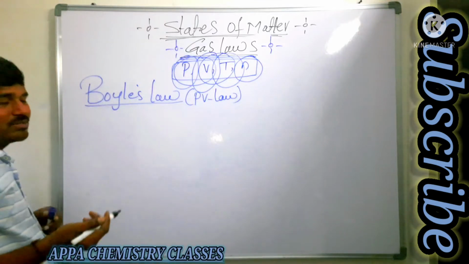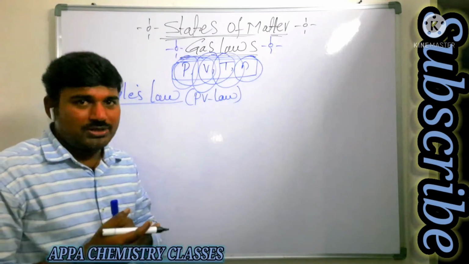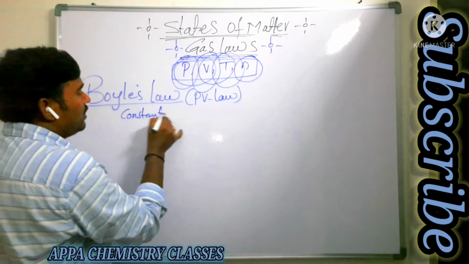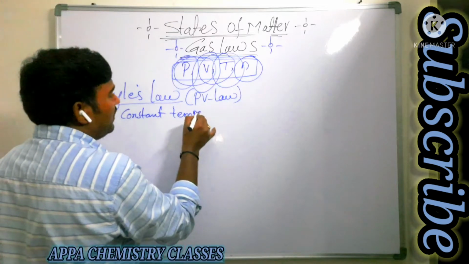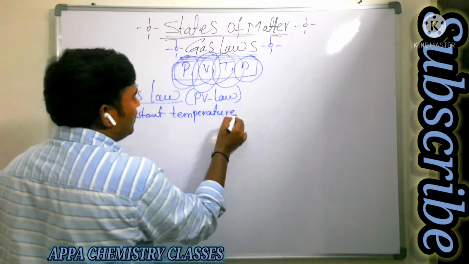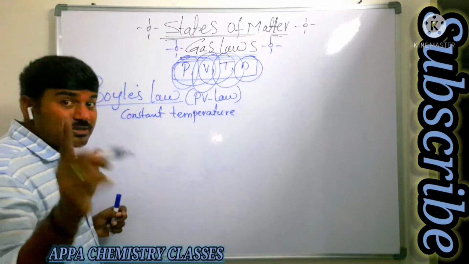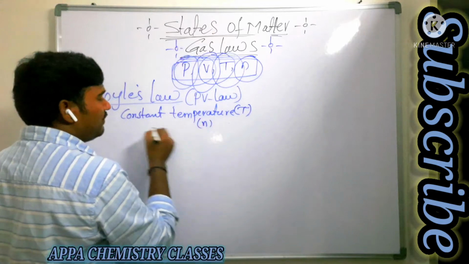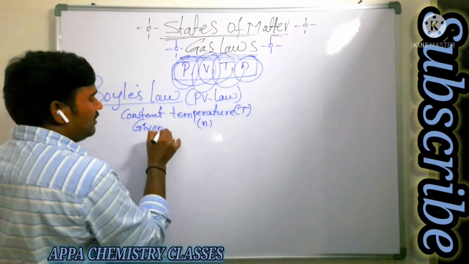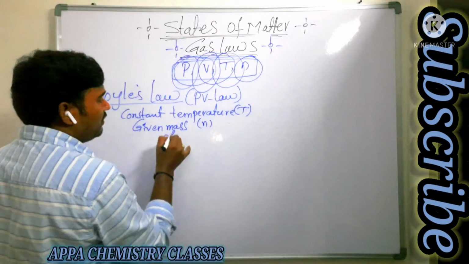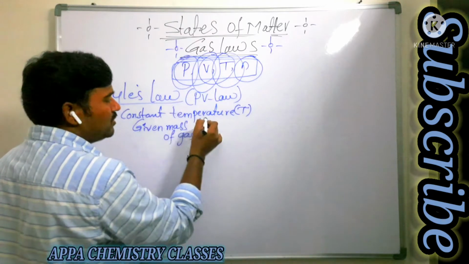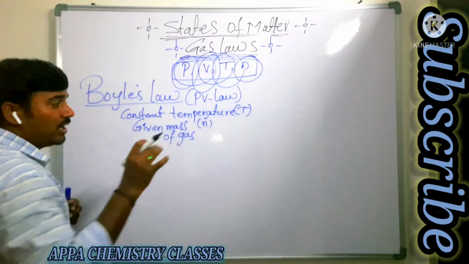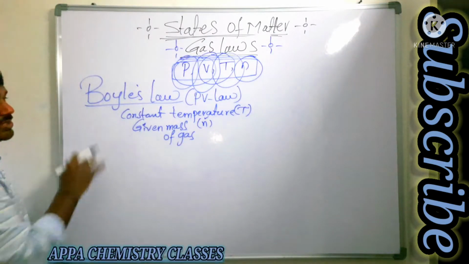How can we define Boyle's law? At constant temperature, of a given mass of a gas. That is, the mass is also constant. So temperature is constant as well as the given mass of a gas. Given mass of a gas is nothing but the number of moles of a gas also remains constant. Both constant temperature and given mass of a gas are constant here.